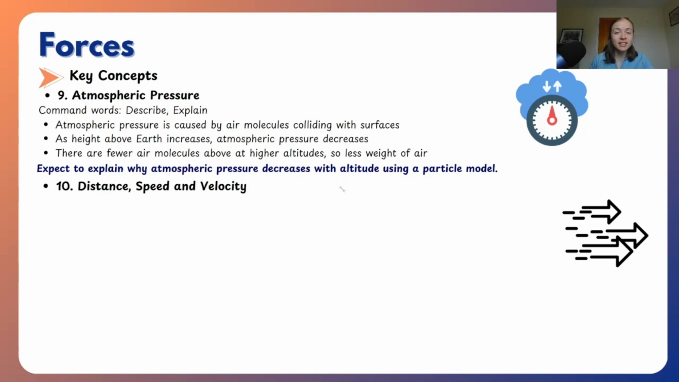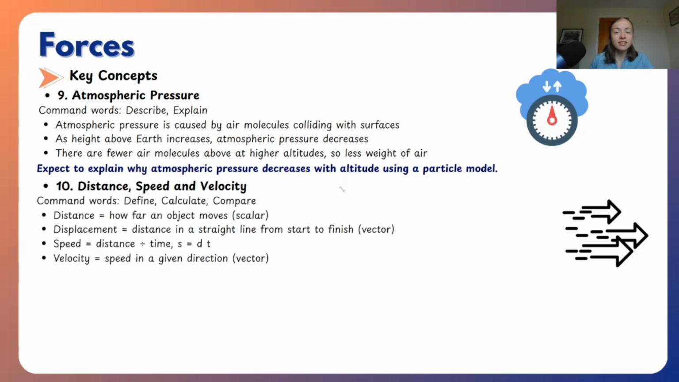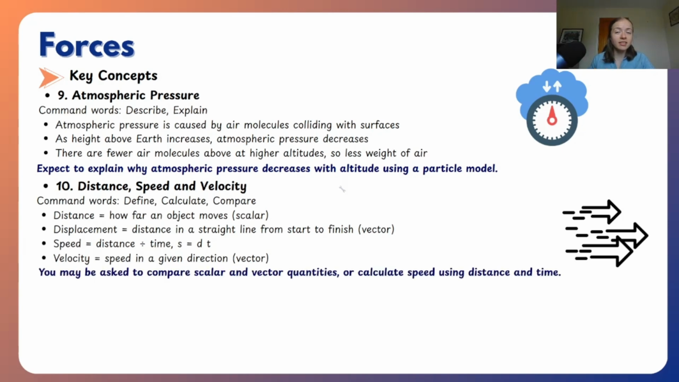So now let's move on to distance, speed and velocity. Distance is how far an object moves, which is a scalar quantity, and displacement is the distance in a straight line from the start to the finish, so that's a vector because it has a distance and a direction. Speed can be calculated using distance over time, and velocity is the speed in a given direction, which makes it a vector quantity. So you might be asked to compare the scalar and vector quantities in relation to distance, speed and velocity, or calculate speed using the distance over time equation.